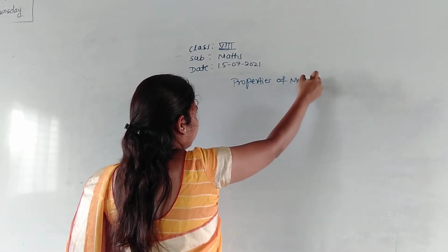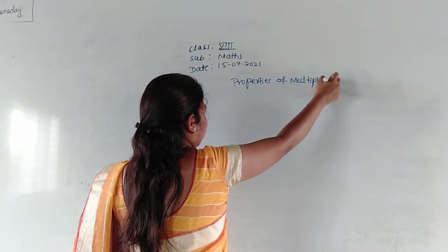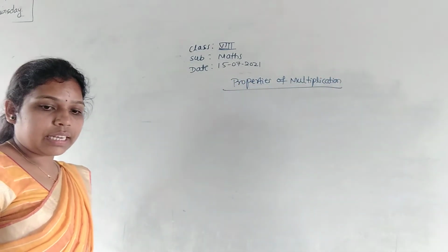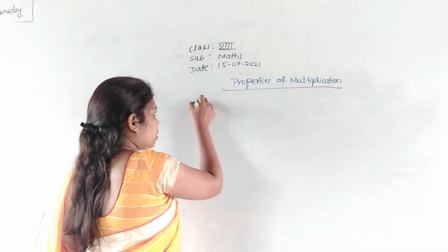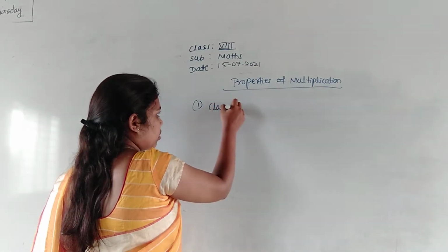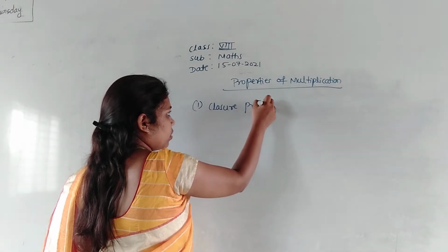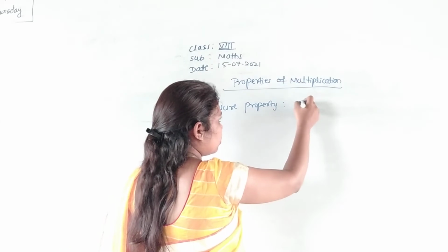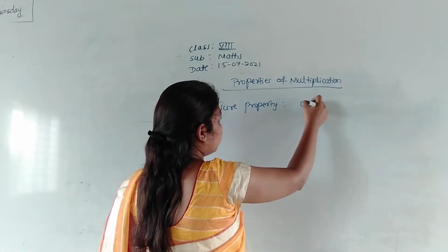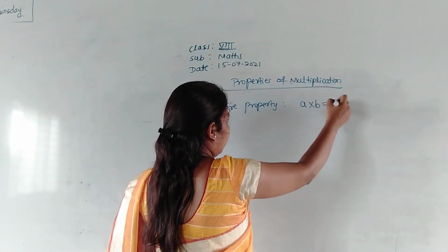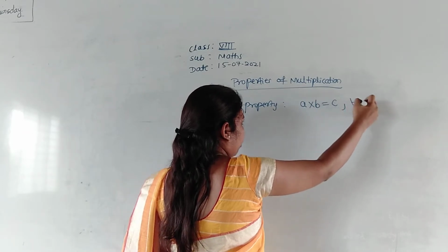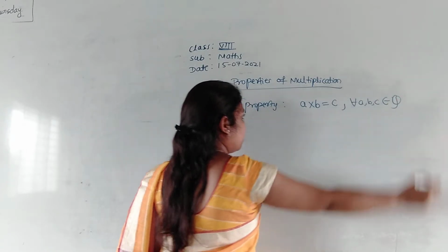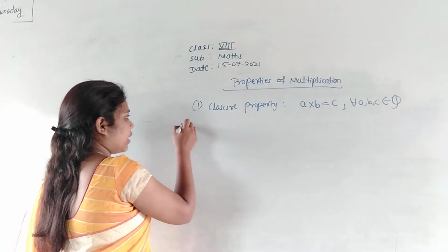Properties of multiplication. Okay. In properties of multiplication, the first property is closure property. In closure property, what it says is A into B is equal to C, for all A, B, C which belong to rational numbers, that is Q.